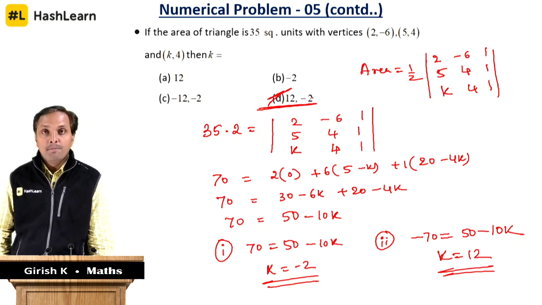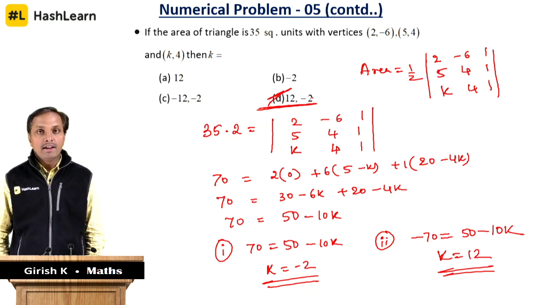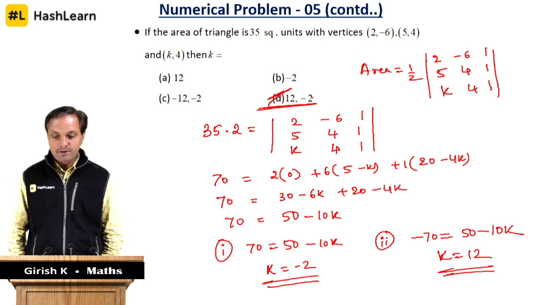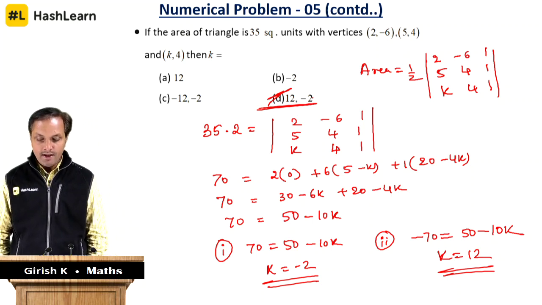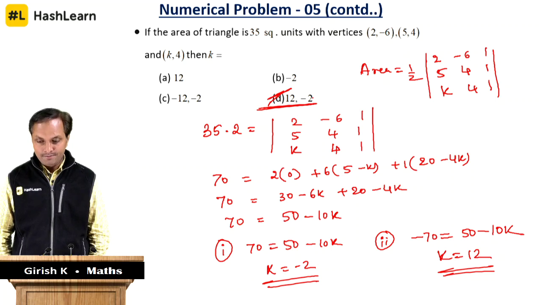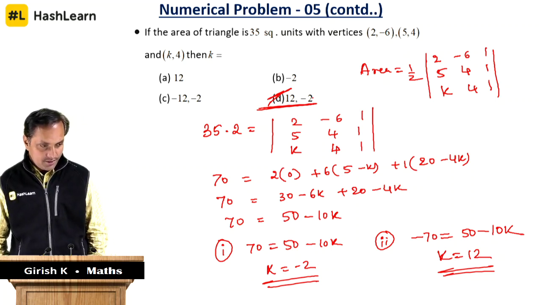Okay, hope all followed the steps. Make sure you take area as positive and also negative. Solve it for plus 70 and also for minus 70 so that you will get two values of K. Is that okay? Yes.